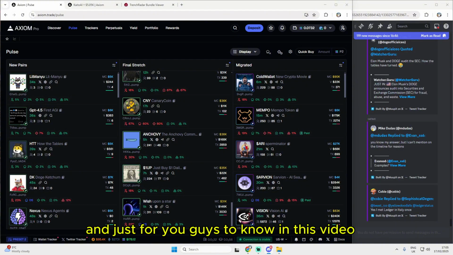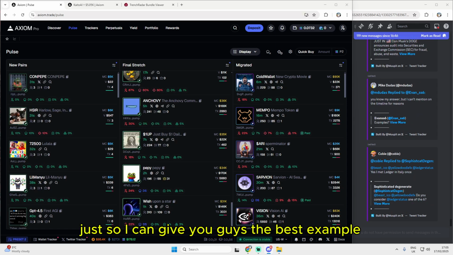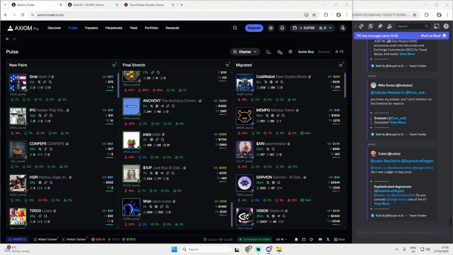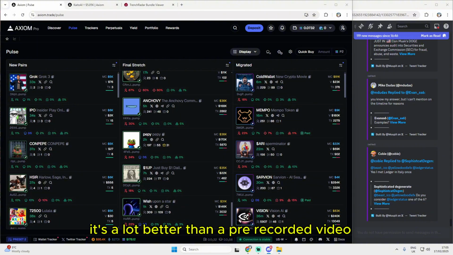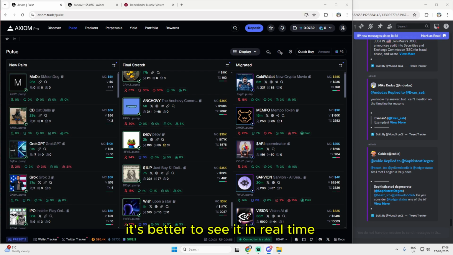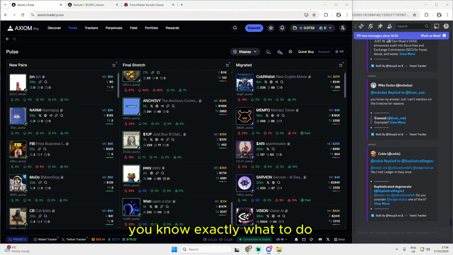As you can see on the right hand side of my screen, there is a CT tracker. And just so you know, in this video I will be doing this in real time, so I can give you the best example and the best advice I can. When you do it in real time, it's a lot better than a pre-recorded video. It's better to see it in real time, so when you're in this situation, you know exactly what to do.